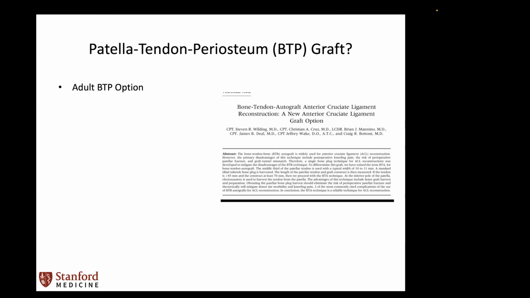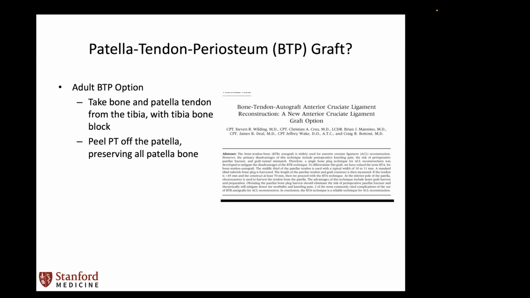This came from years ago, when there was an adult bone-tendon-periosteum option. They would take the bone and patellar tendon from the tibia with a tibial bone block. But then they started saying, well, let's just peel it off the patella so we don't have the risk of patella fractures and anterior knee pain. So this was sort of a bone-tendon-periosteum graft.